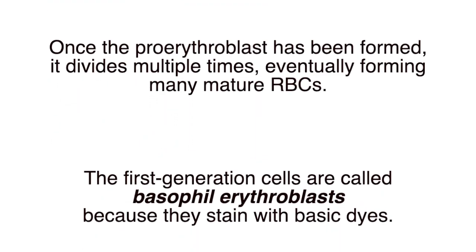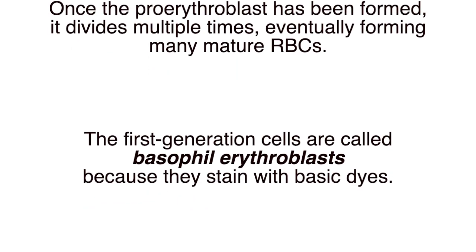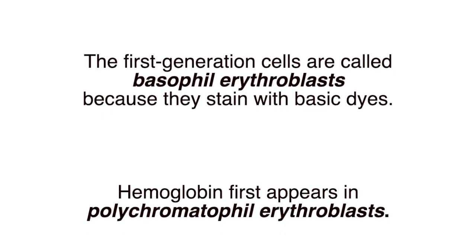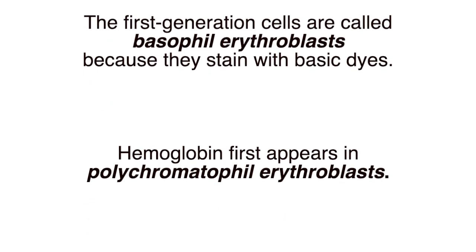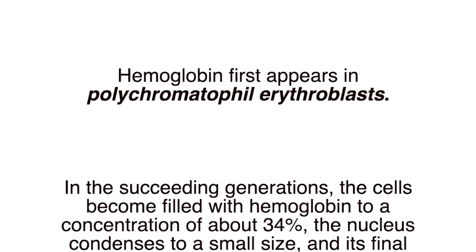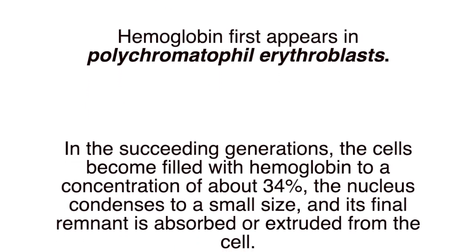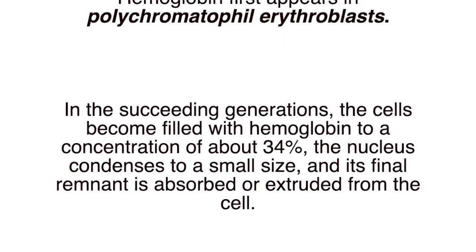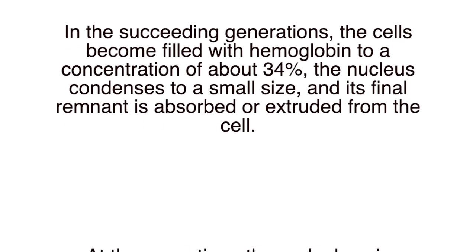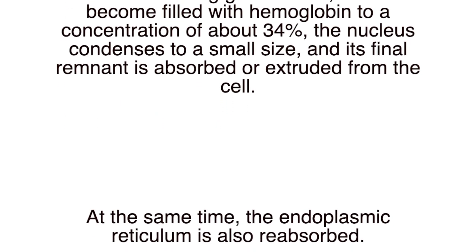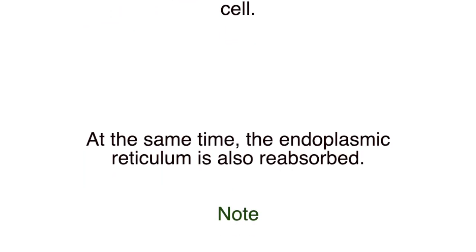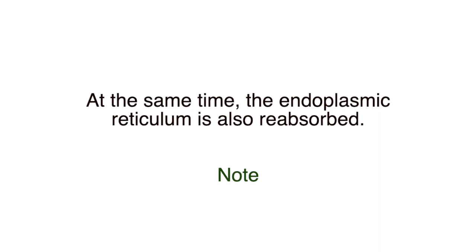The first generation cells are called basophil erythroblasts because they stain with basic dyes. Hemoglobin first appears in polychromatophil erythroblasts. In the succeeding generations, the cells become filled with hemoglobin to a concentration of about 34%. The nucleus condenses to a small size and its final remnant is absorbed or extruded from the cell. At the same time, the endoplasmic reticulum is also reabsorbed.